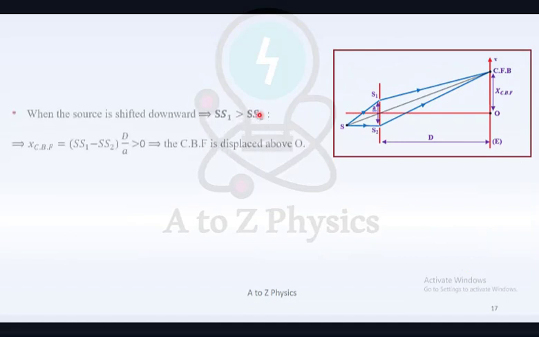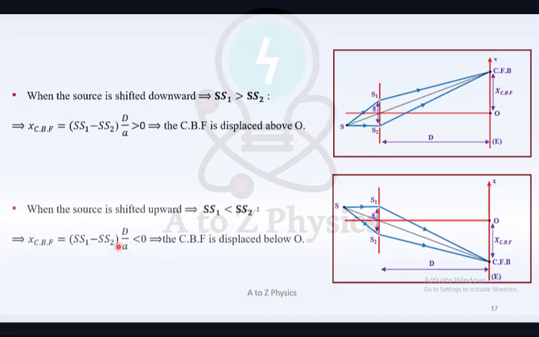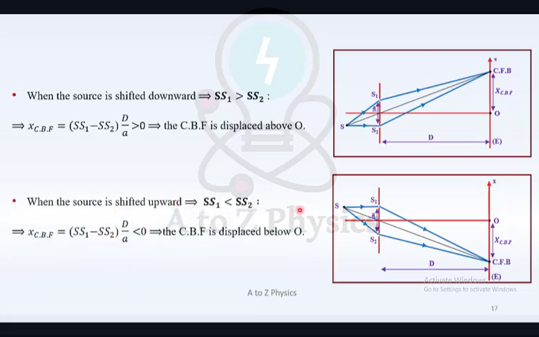The second case, when the source is shifted downward, as we see in the figure, then SS1 is greater than SS2, and so SS1 minus SS2 will be positive. Then the position of the central bright fringe will be positive, so the central bright fringe is displaced above O. Third case, when the source is shifted upward, then SS1 is less than SS2, and so SS1 minus SS2 will be negative, so the position X is negative, and so the central bright fringe is displaced below O.